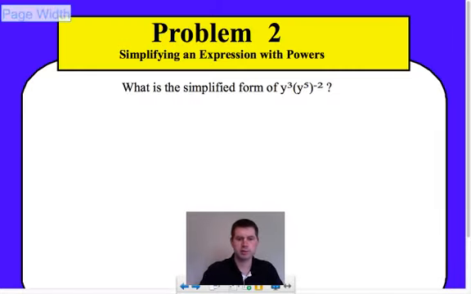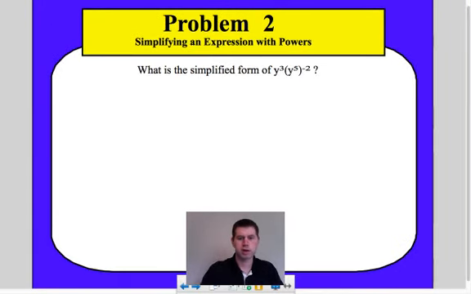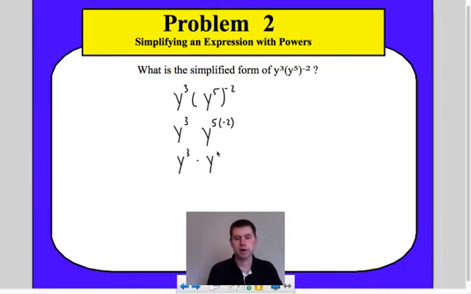Okay, so let's look at problem number 2. Problem number 2 says, what is the simplified form of y cubed times y to the 5th, all to the negative 2nd? Again, pay attention to what you have. The 3 is only going with this y. This y to the 5th is the only thing being raised to that negative 2. So the y cubed stays y cubed. The y to the 5th becomes 5 times the negative 2, giving us y cubed times y now to the negative 10th.